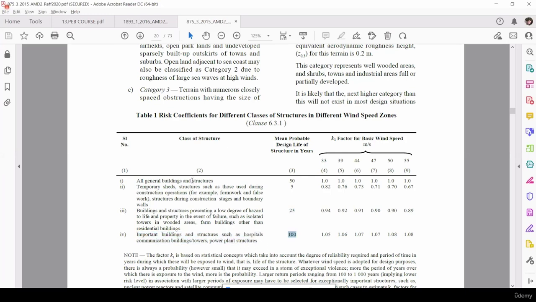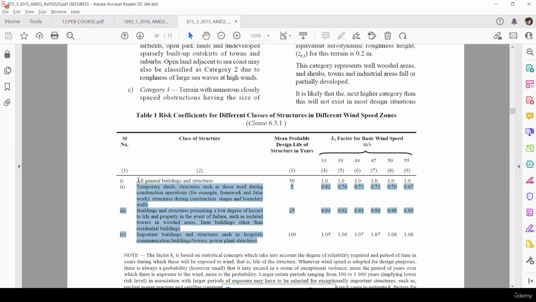So our warehouse structure will come under all general buildings, right? There is no temporary structure, no mention of any low degree hazard. We cannot call it low degree hazard because an industry will have a certain labor, more number of labor will be there. If anything happens in that industrial area, that will cause major damage. So this is not low degree hazard, and this is also not as important a building as a hospital. This is not a temporary building either. So we can leave these three cases.